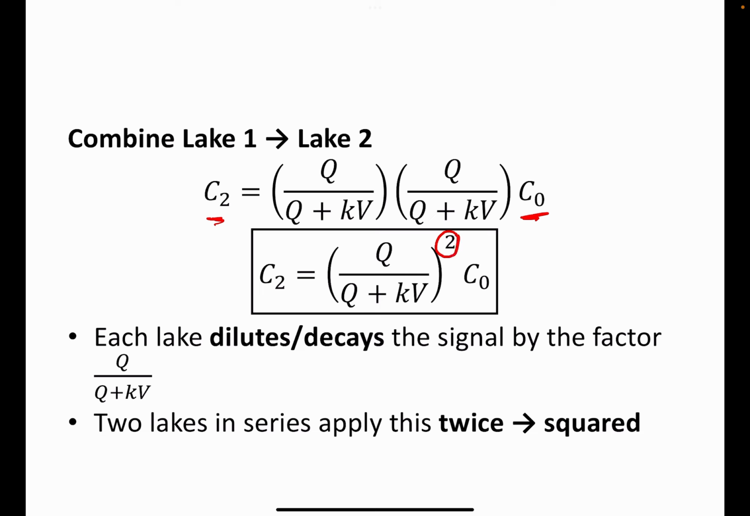If you're going to make it 3 lakes, it's going to be to the power 3. If you have 4 lakes, it's going to be to the power 4. So each lake dilutes and decays the signal by the factor of Q over Q plus KV. 2 lakes in series apply this twice or squared. 3 lakes in series apply this 3 times or to the power 3.